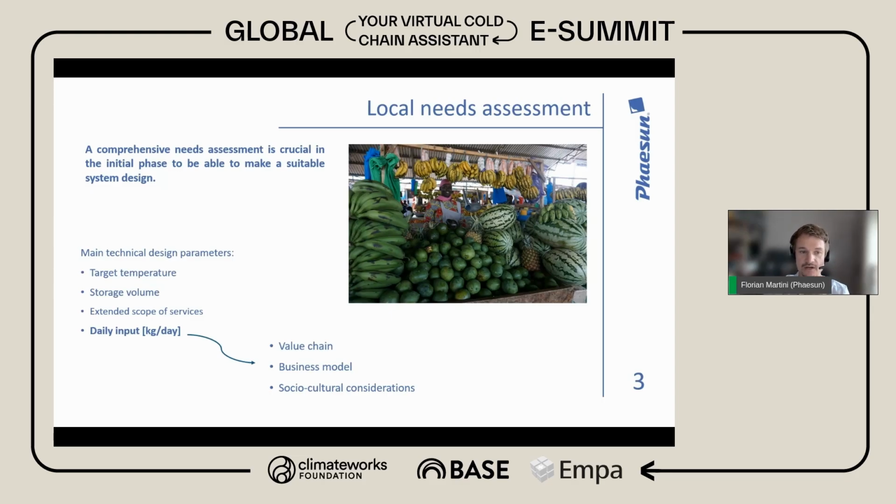You already have to have a really developed business model to understand the different value chains. And also you have to understand the social cultural considerations. So being on the ground, talking to the people, to the different stakeholders, to also understand their behavior. So it's really crucial to take enough time to do baseline studies and to really get as close as possible to the daily input that is required for your cold room.